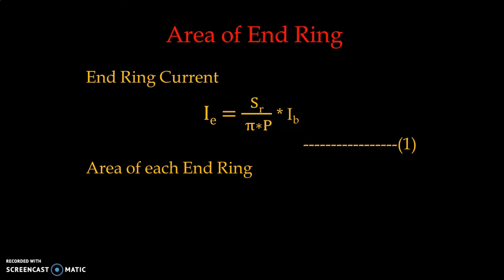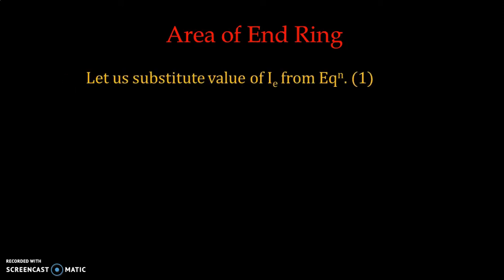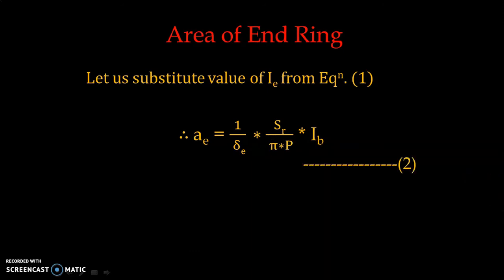Then the area of each end ring, AE, small a and suffix E for area of end ring. We know that area is current divided by density, so IE divided by delta E, where delta E is the density of the end ring current. Let us substitute the value of IE from equation number 1, and therefore the equation for area of end ring becomes 1 upon delta E, multiplied by SR divided by pi P and multiplied by IB, and let us call it equation number 2.